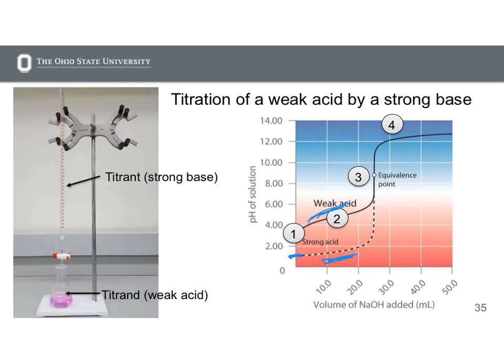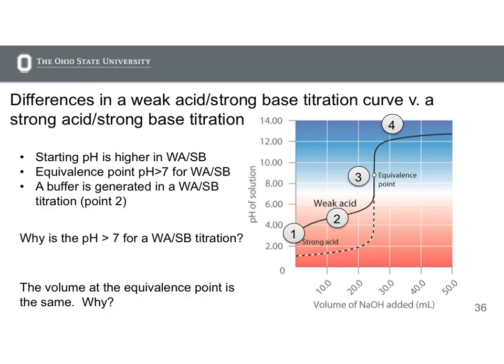The pH at which the equivalence point occurs for the weak acid is going to be dependent on the weak acid itself. And then beyond the equivalence point, we just reach high pH values, and that looks the same whether it's a weak acid titration or a strong acid titration. So this is kind of the summary there.